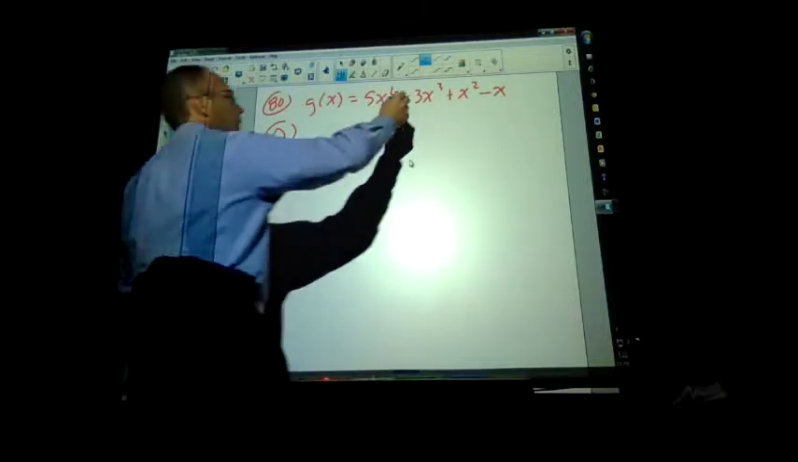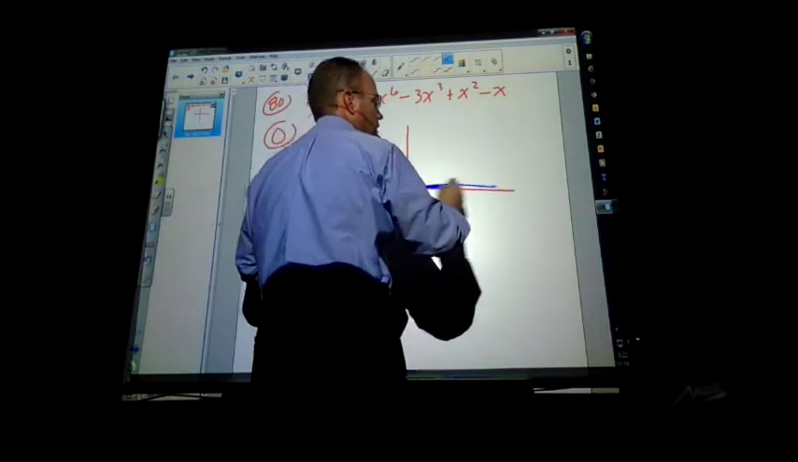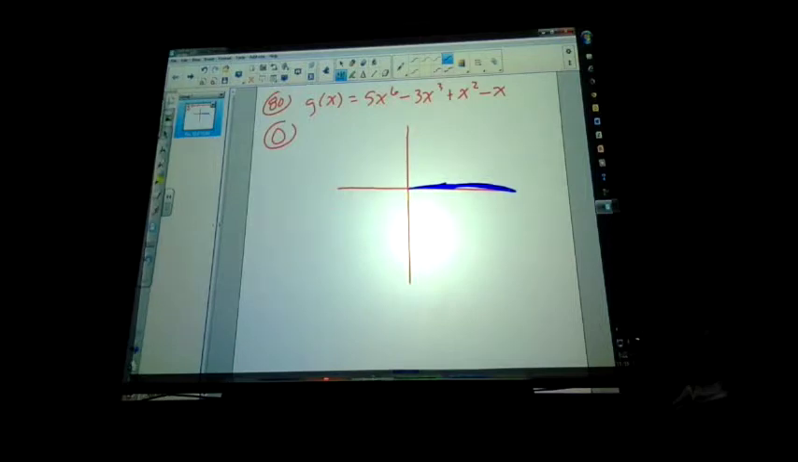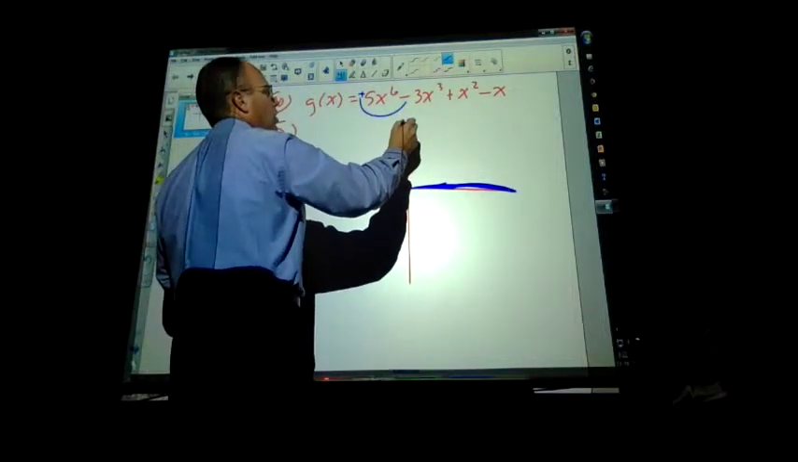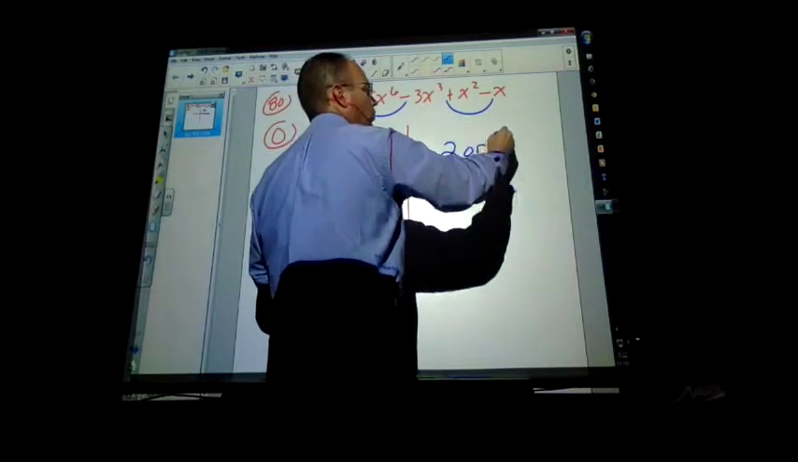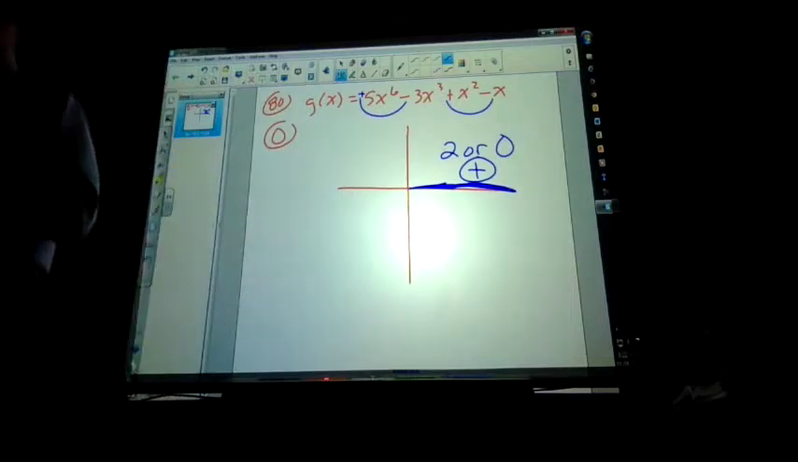All right, so let's take a look. What we're going to do is find the real positive zeros over here. We're going to look at the original equation and see if we have any sign changes. This is positive, so I have a sign change here, and I have a sign change here. So we have 2 or 0 positive zeros, meaning it happens to the right of the y-axis.